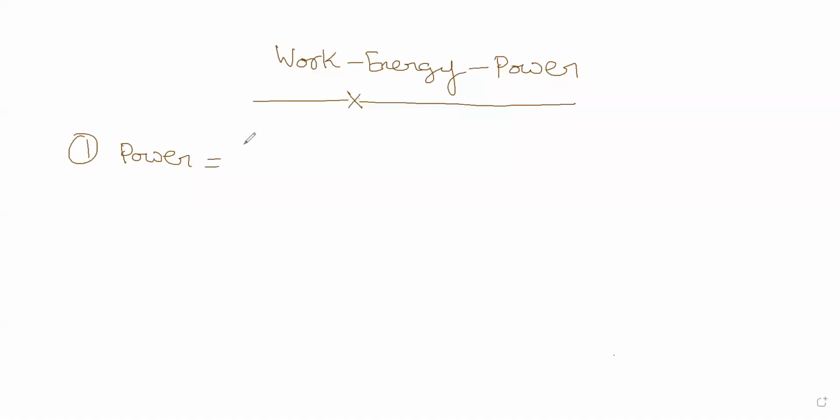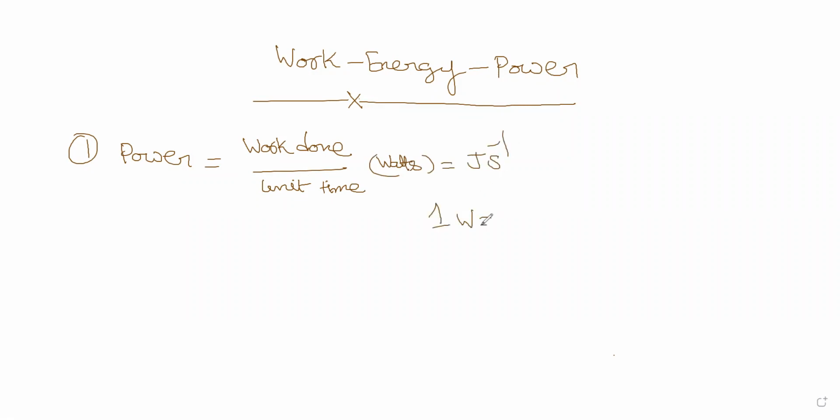Power is work done divided by unit time. This is one thing. And power is measured in watts. Watt is joule per second, inverse second. 1 watt is 1 joule per second. This is the one which you need.